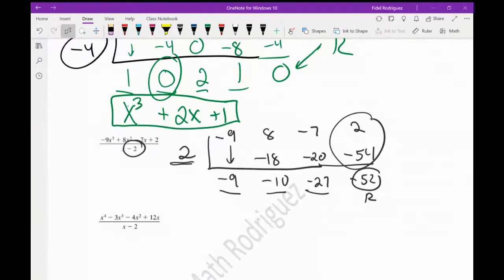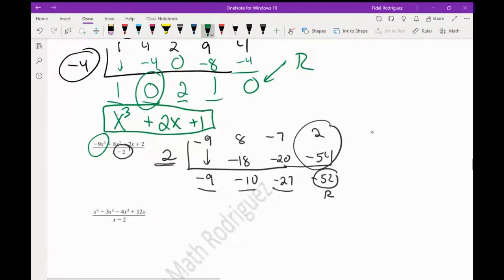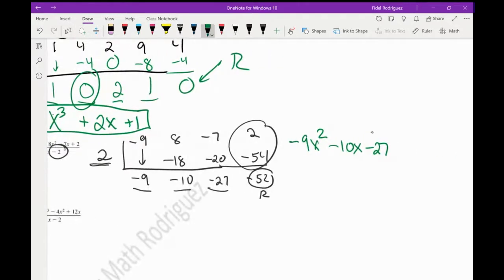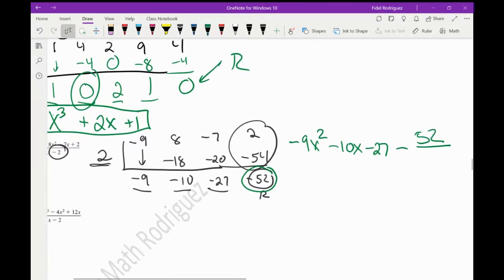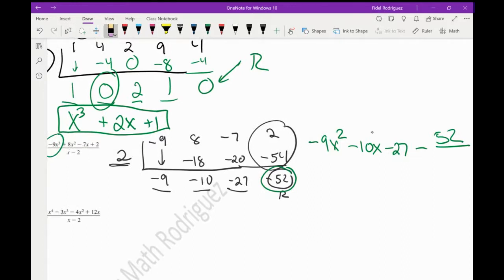All right, so let me show you how I'm going to write my answer out. Remember, we used to have an x to the third, so now we're left with an x squared. So this is going to be -9x squared minus 10x minus 27. Since our remainder is a -52, y'all, we can go like this. -52 over, what were we dividing by? The original part on the bottom said what? X minus 2? That's what it looks like, y'all.